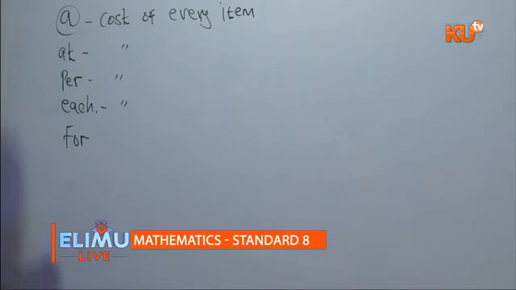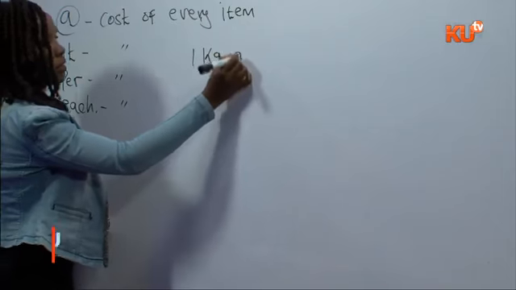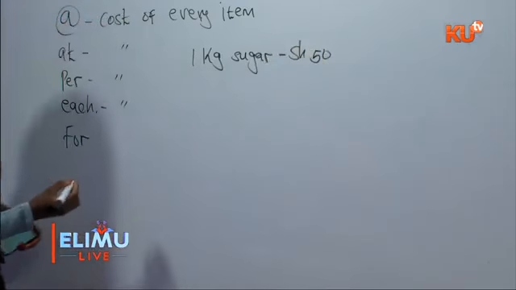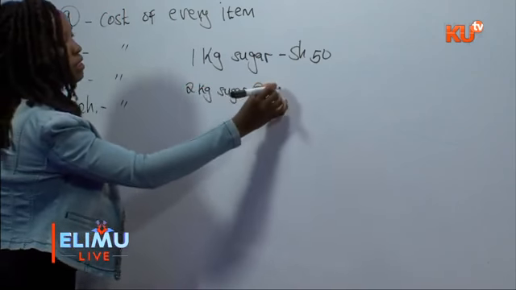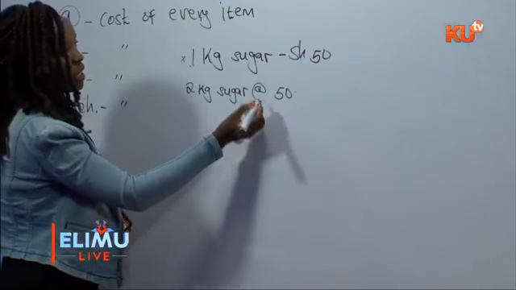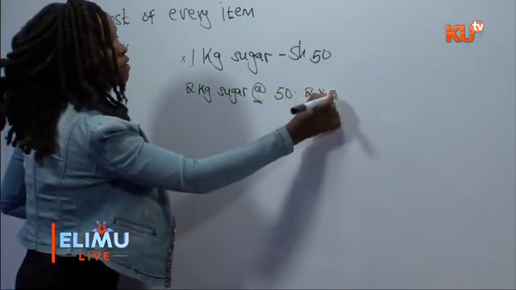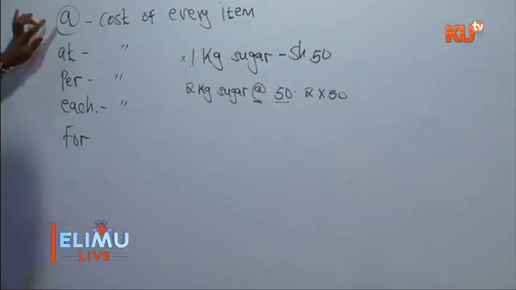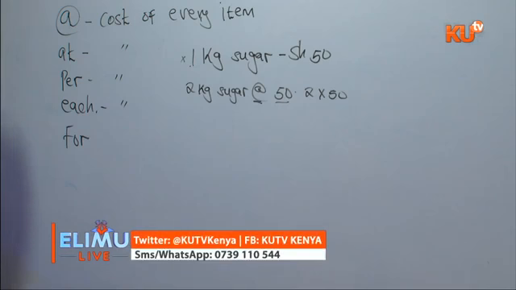For example, maybe I am told that 1 kg of sugar costs 50 shillings. And then you're told that maybe someone bought 2 kg of sugar at 50 shillings. That means, because here we have been told that 1 kg costs 50 shillings, this at here represents 1 kg of sugar at 50 shillings. So you're going to take the 2 kg, you multiply by 50, because this 50 is the cost of 1 kg of sugar. So at, per, each means the cost of every item. And for you to get the total cost of all those items, you are required to multiply.